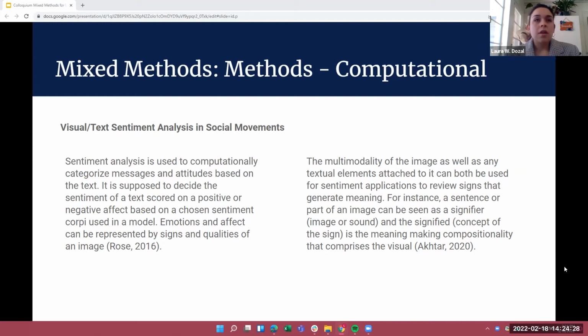A lot of the research looks at a less big data version of visual analysis within social movements. And so I think that if we incorporate qualitative coding methods into a larger application for online images, it could be very beneficial.